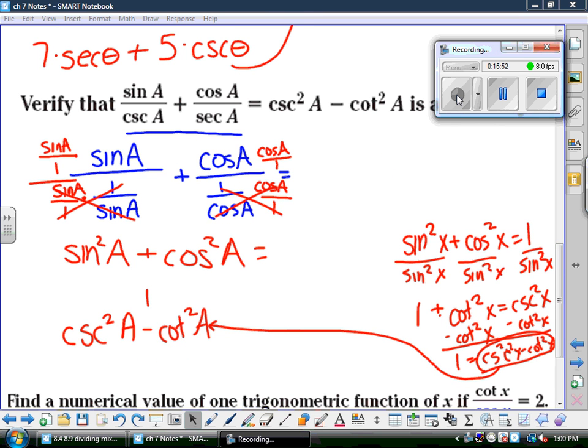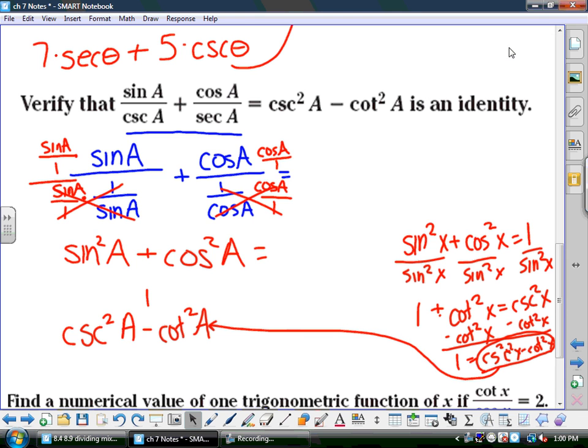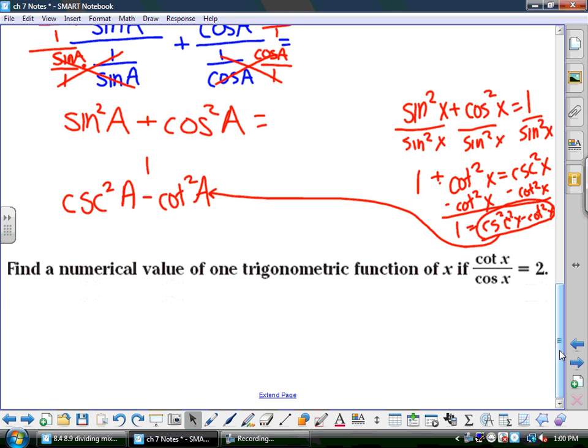The last example today is very similar but a little bit different. Instead of saying verify, it says find a numerical value of one trig function of x if cotangent x over cosine x equals 2. This time, since we're not verifying, we are allowed to do things on both sides. That's okay. We might not have to, but we are allowed to if we want to.